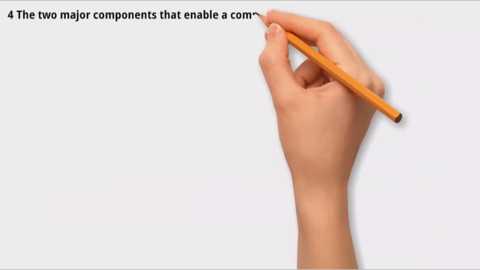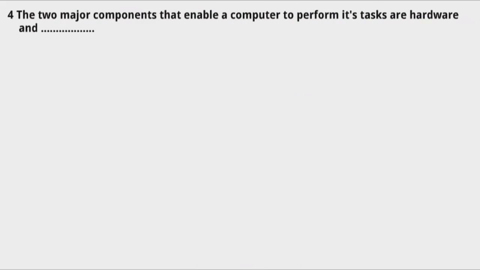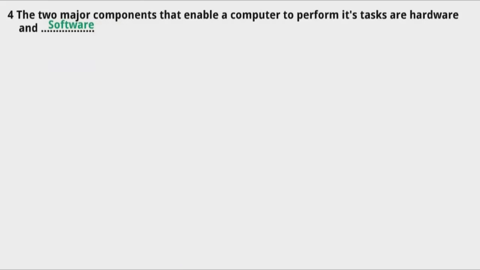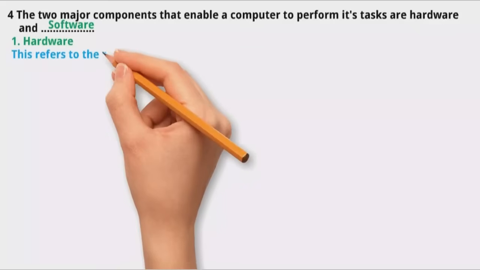Now, let's go to question 4. The two major components that enable a computer to perform its tasks are hardware and... Correct answer: software. A computer needs two major components to function effectively.